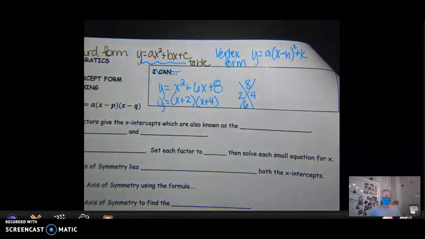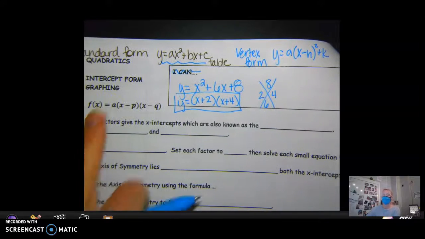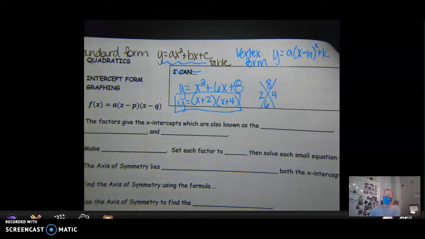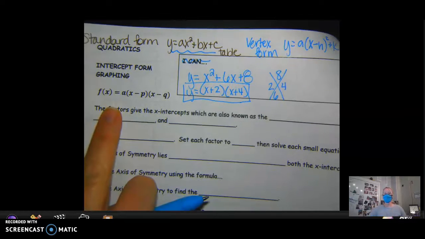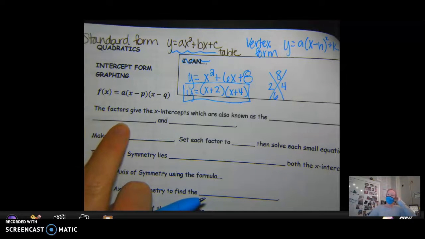Okay? This right here is the form that we're going to be working in. It's called the intercept form. So that is essentially the form that we are going to work in. So in intercept form graphing, now we have standard form, vertex form, intercept form. So 3 forms that you will be tested on.